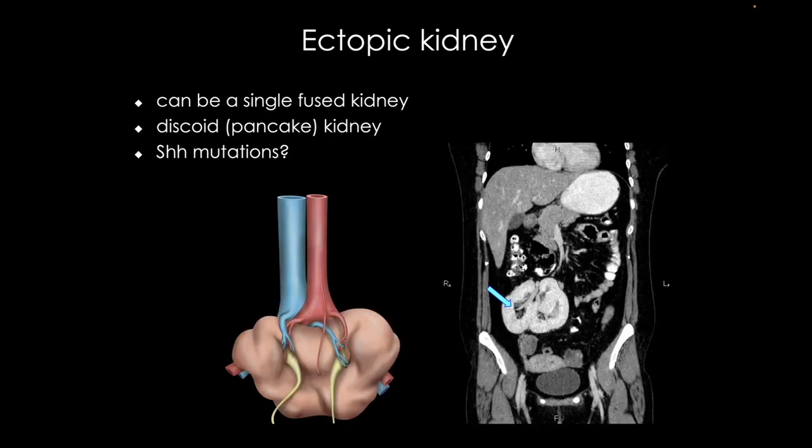Here's another example of a type of ectopic kidney. This is a discoid or pancake kidney, and it's usually a single fused kidney. Oftentimes these are linked to mutations in the gene encoding sonic hedgehog. And perturbation of this gene in particular often causes midline defects.